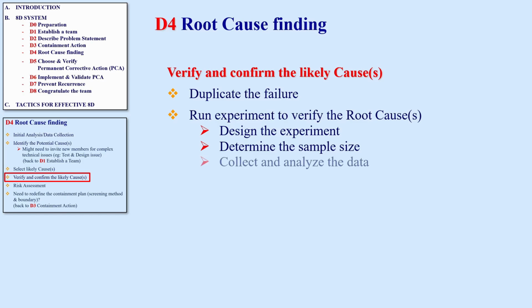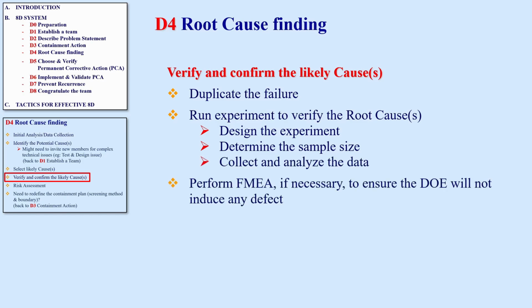Finally, collect and analyze the data. Perform FMEA, if necessary, to ensure the DOE will not induce any defect. As mentioned earlier, once the root cause is identified, with a better understanding of the issue, we might need to reperform the risk assessment and decide if we should go back to D3 to redefine the containment plan.